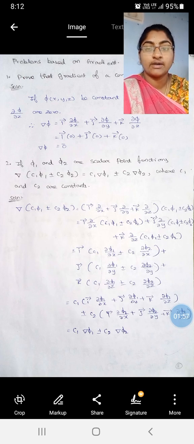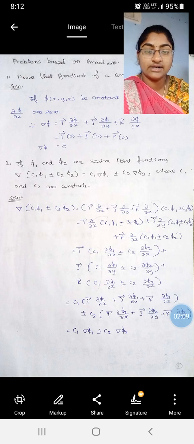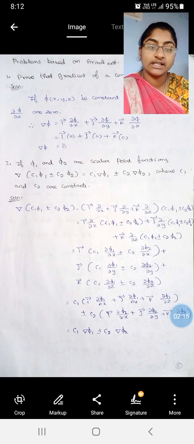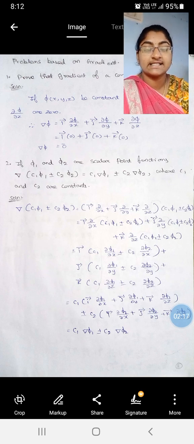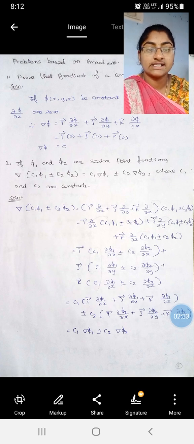Here is our second problem. If phi 1 and phi 2 are scalar point functions, then we have to prove del of c1 phi 1 plus or minus c2 phi 2 is equal to c1 del phi 1 plus or minus c2 del phi 2, where c1 and c2 are constants. We have to take the right hand side and prove the left hand side. I am taking the right hand side as del of c1 phi 1 plus or minus c2 phi 2. So I know the formula for del, which is i vector tau by tau x plus j vector tau by tau y plus k vector tau by tau z into c1 phi 1 plus or minus c2 phi 2.